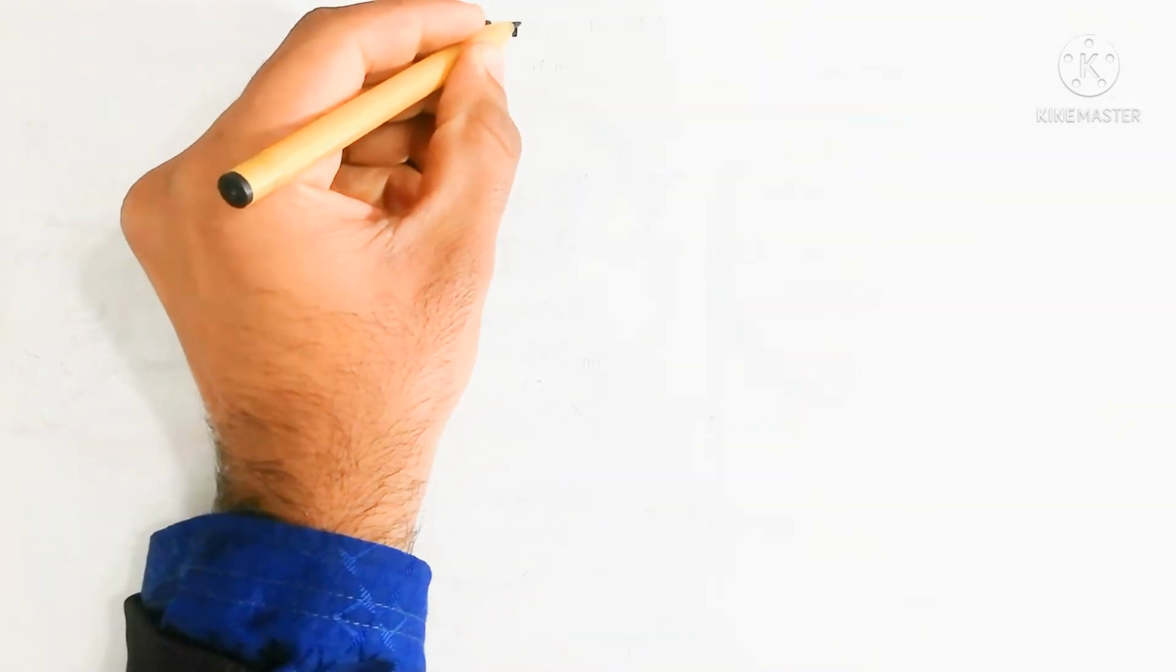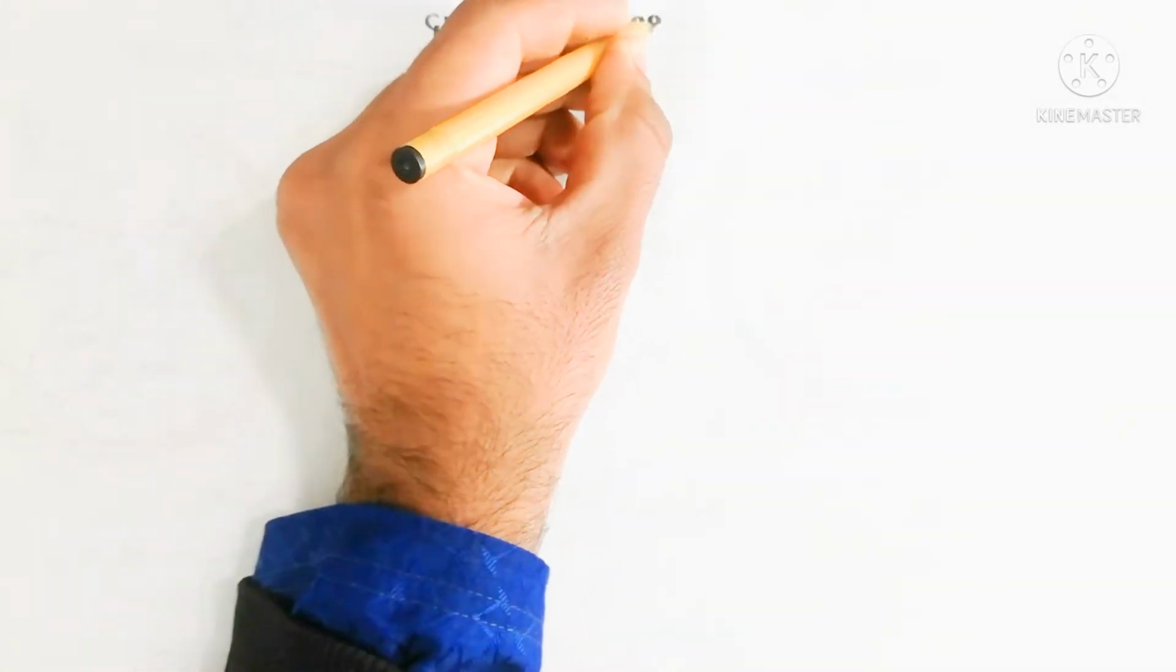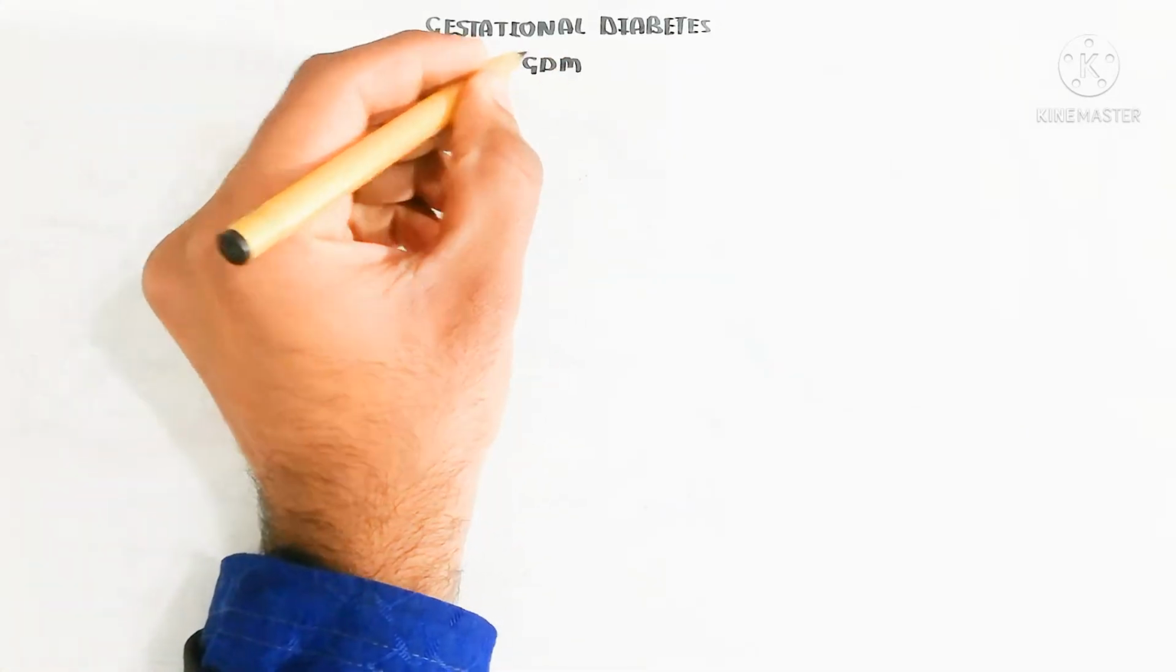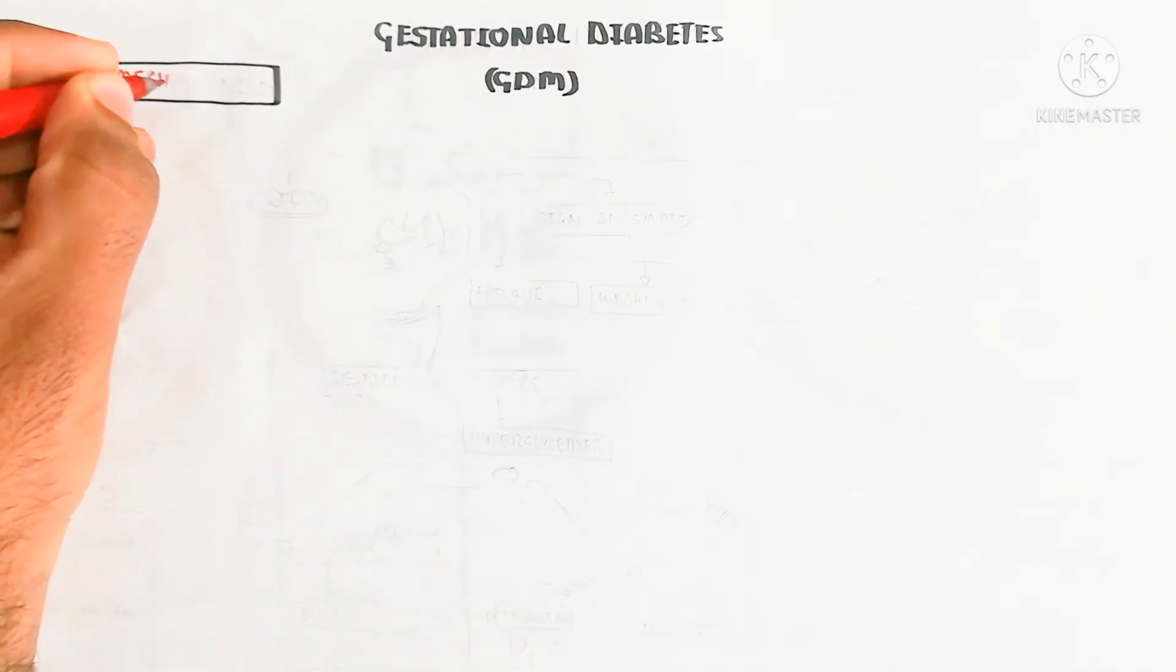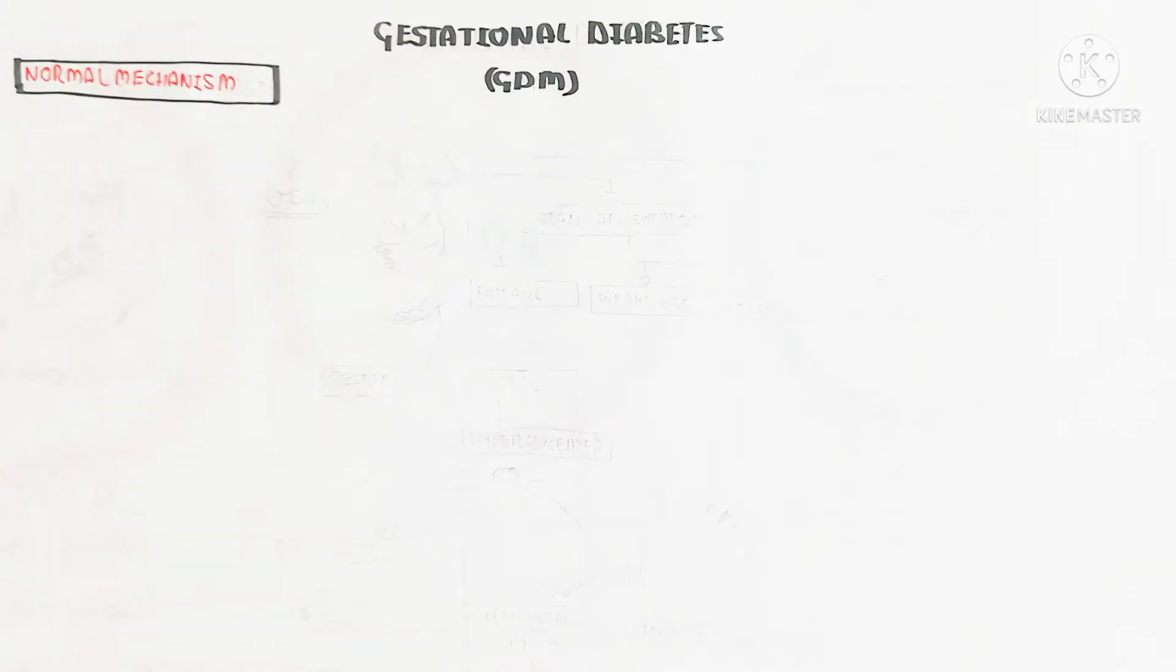Hello, in this video we will discuss gestational diabetes, GDM. Basically it looks like type 2 diabetes mellitus. First of all, we will understand the normal function and normal mechanism by which the fetus is fed glucose. Let's begin to understand.